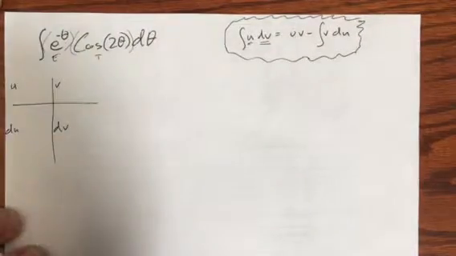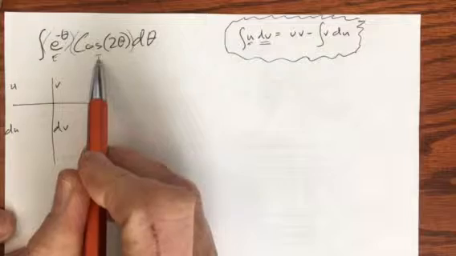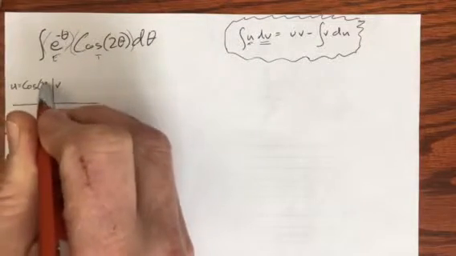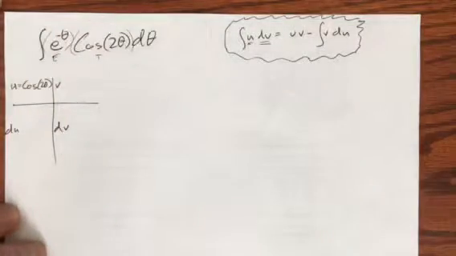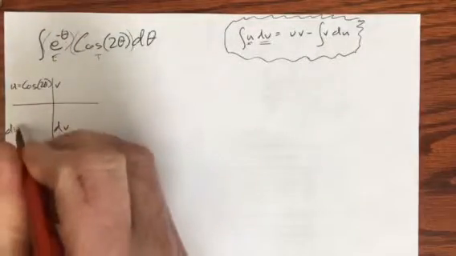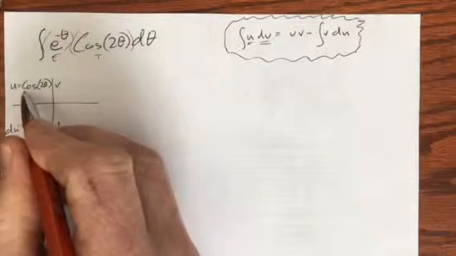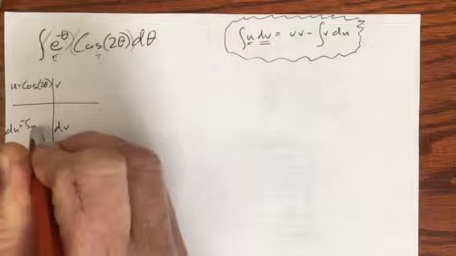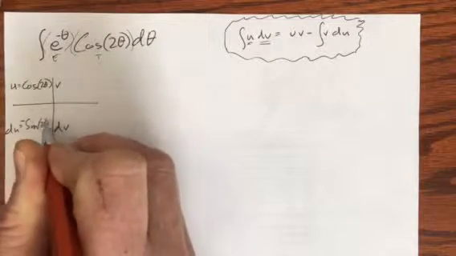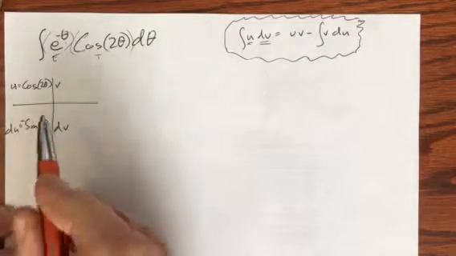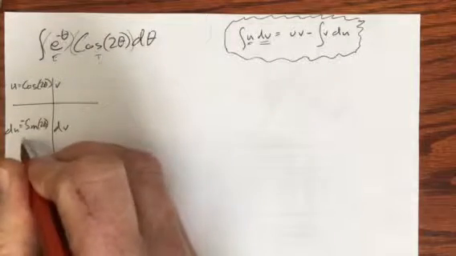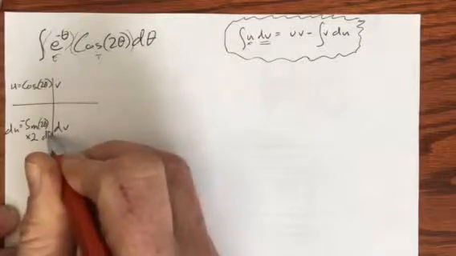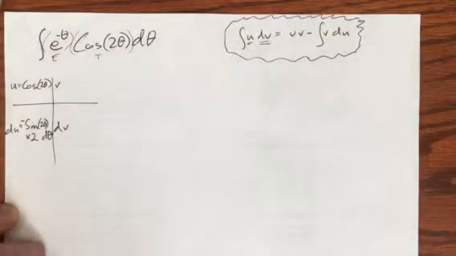Like I said, I'm going to let u be the cosine of 2 theta. Then when I take the derivative of that, I get du. The derivative of the cosine is the minus sine of 2 theta, and then when I take the derivative of the inside, that's going to be 2. I'm just going to write it down here, times 2, and then I have to have the d theta.